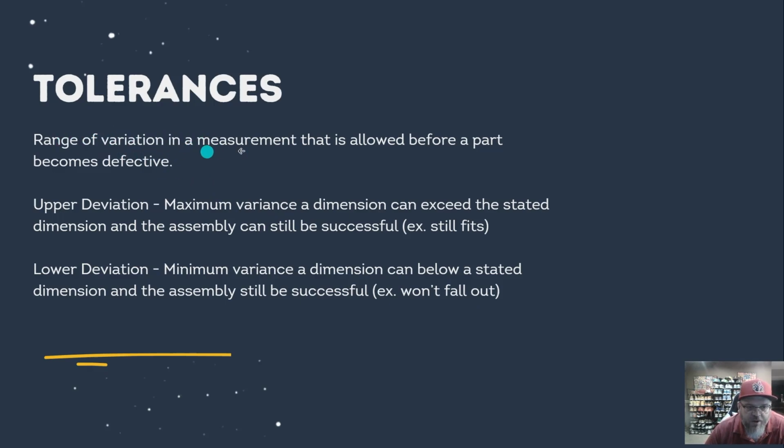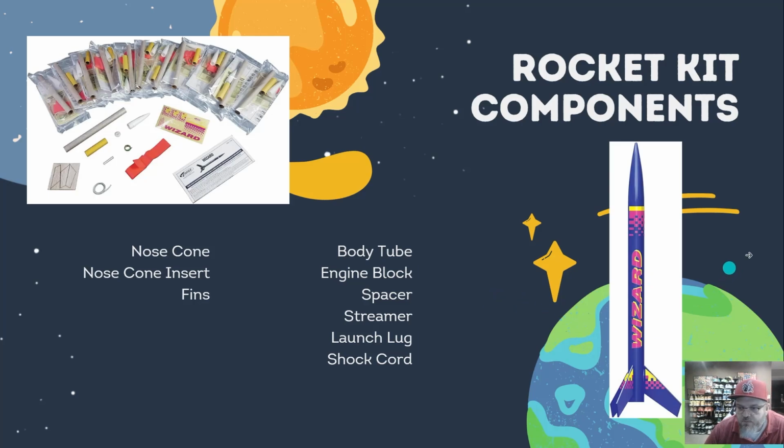Tolerance overall is just the range of variation of measurements allowed before a part becomes defective. The upper end is called the upper deviation. It's the maximum that's allowed for that dimension, and it still is successful, still fits, doesn't fall out. Lower deviation, again, is the minimum variance the dimension can be below the stated dimension, and the assembly is still successful. Example, our body tube, the nose cone won't fall out if it is still within the tolerance or within that lower deviation bound.